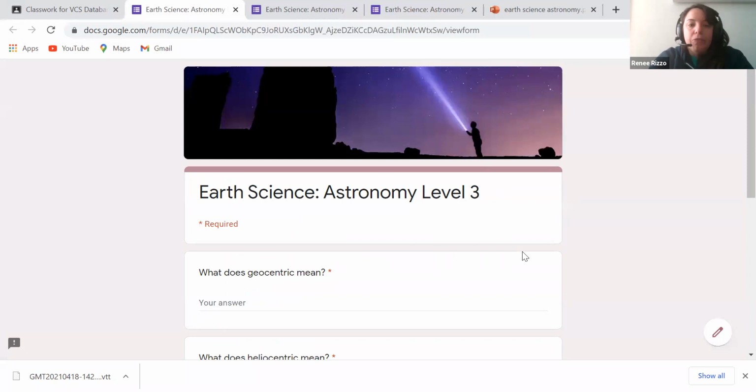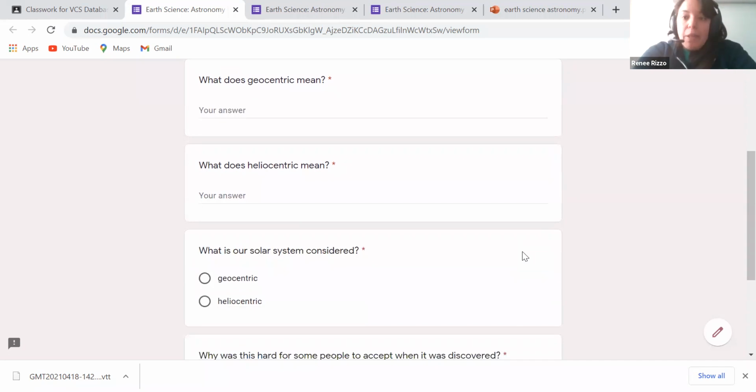So our differentiated assessment for your students on level 3, which would be your students who need the least amount of support to access the curriculum and can engage with open-ended higher order thinking questions. So what does geocentric mean? And it's open-ended, and you hope that the students can tell you on their own that it means earth-centered. What does heliocentric mean? Once again, open-ended, and we are hoping that students can tell us on our own that it means sun-centered.